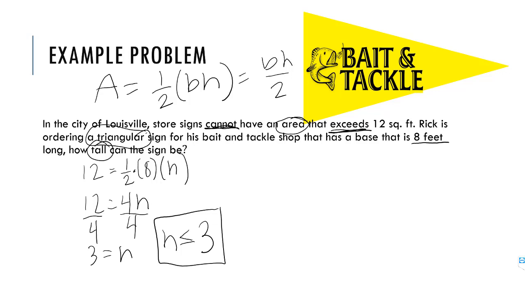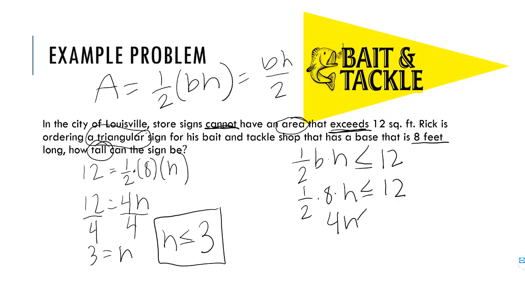We could also have put in the inequality at the very beginning of the problem. For example, we know again that the area, 1/2 base times height, cannot exceed 12. So that would have to be less than or equal to 12. Plugging in the 8, just like before, 1/2 times 8 is 4. H less than or equal to 12. Divide by 4 on both sides. We don't have to change the direction of the inequality because 4 is a positive number.